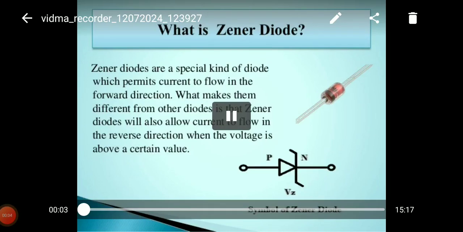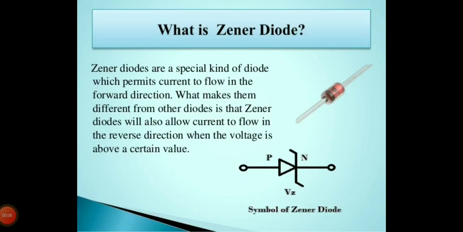Hello friends, in this lecture we are going to discuss various types of diode. We are well known about various types of diode. Basically there are four types of diode. First one is PN junction diode, then second Zener diode, third light emitting diode, fourth photodiode. Among that, in this lecture we are going to discuss Zener diode.